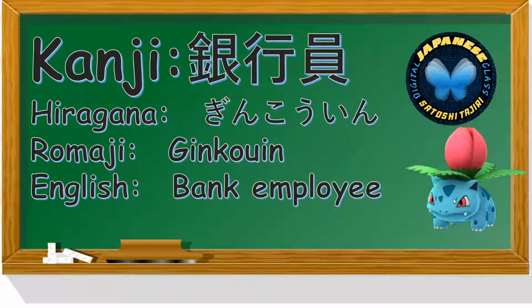Okay, next word we have is ginkoin. Ginkoin means bank employee. It comes from the word ginko, which means bank. Then we're adding this kanji here. Once we see this kanji, it means a person. So ginkoin, and we are able to see that earlier with our kaishain.